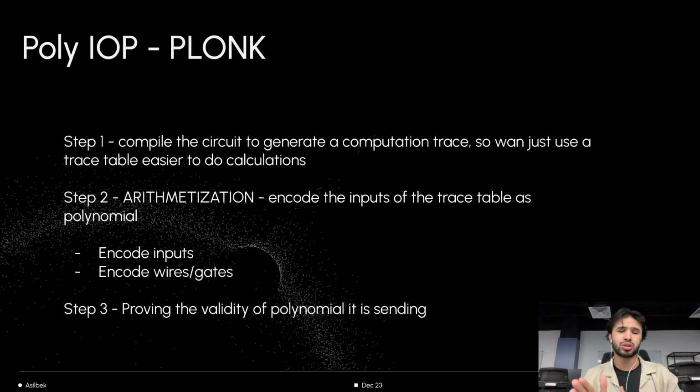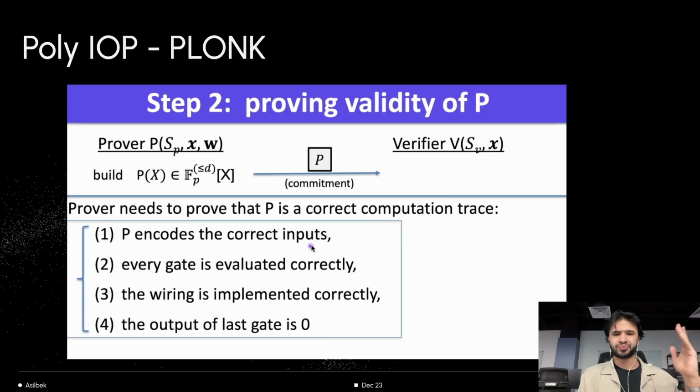The next step is called arithmetization. We need to encode this trace table into a polynomial. So we will encode the inputs and we will encode the wires and gates. And then we have to prove the validity of the polynomial we are sending. This is the proving part, the main important part. We're going to continue from that, because in yesterday's video I talked about the arithmetization in the trace part.